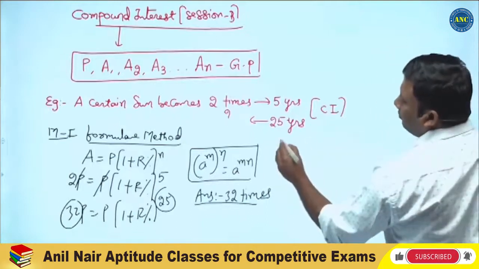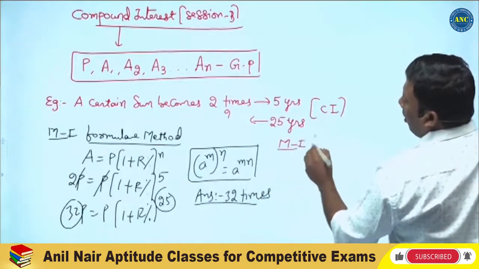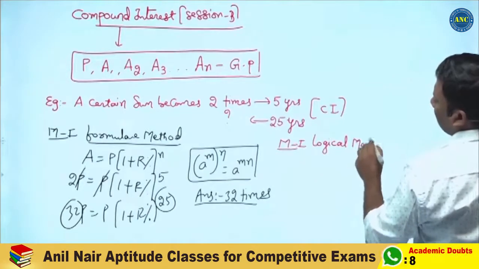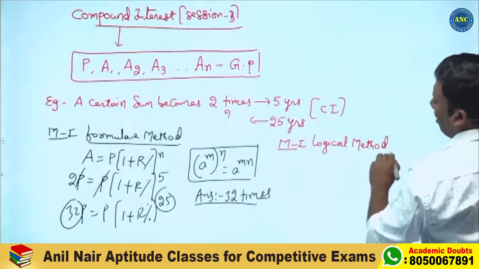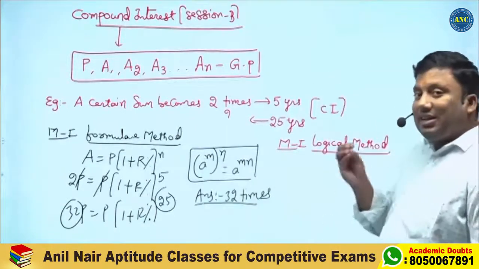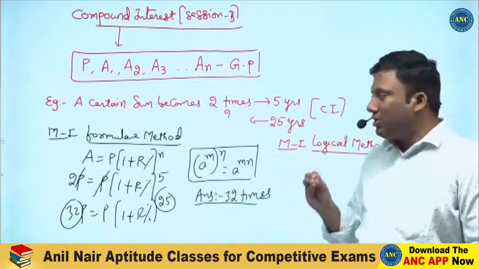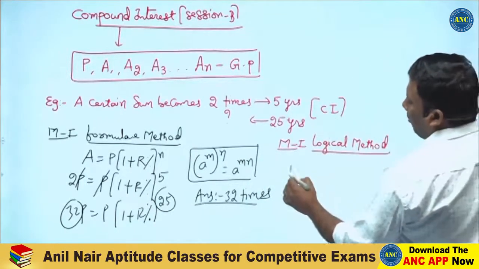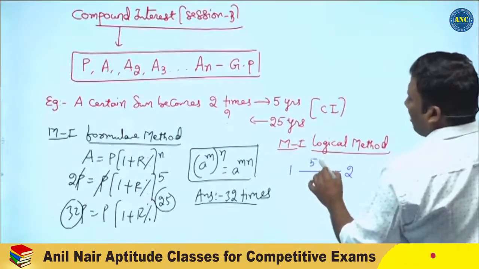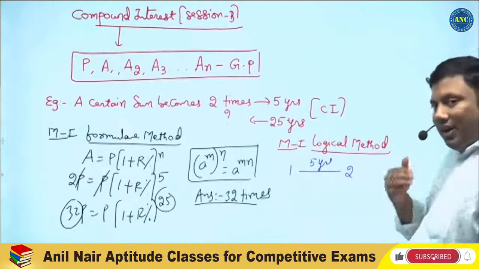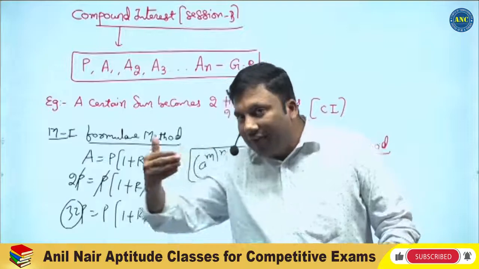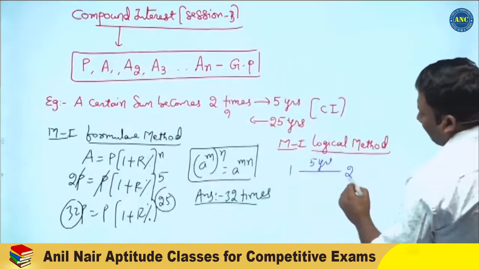Method 2. Logical method. What is this logical method? Please read the question first. A certain sum is becoming 2 times in 5 years. That means 1 rupee is becoming 2 rupees in 5 years. In every 5 years, the sum is getting doubled. For every 5 years, it is getting doubled.